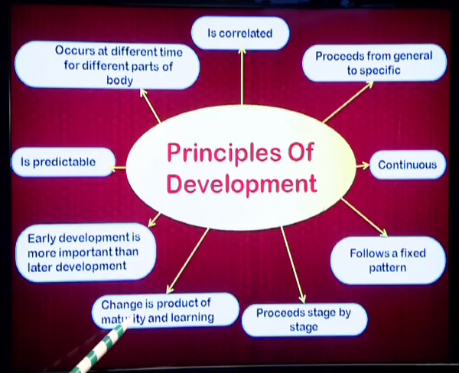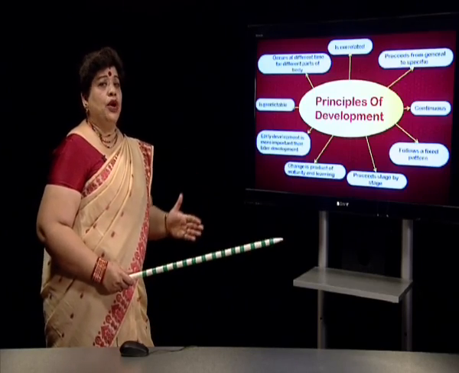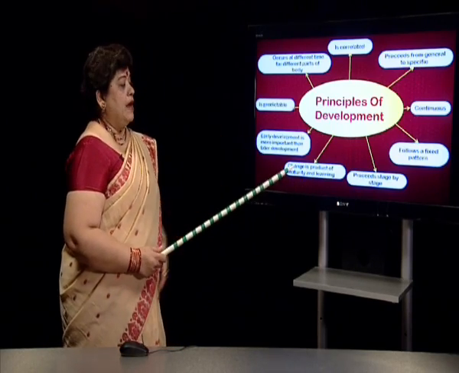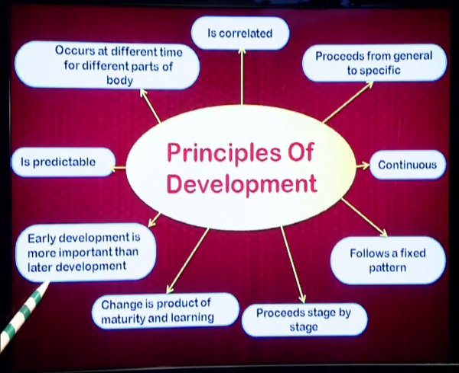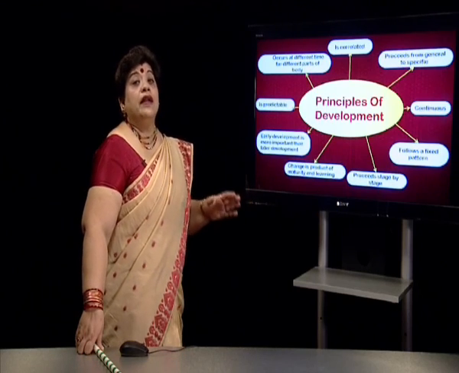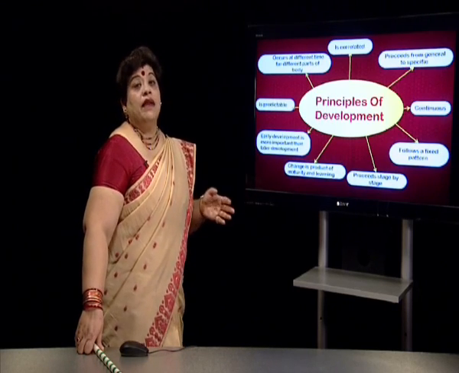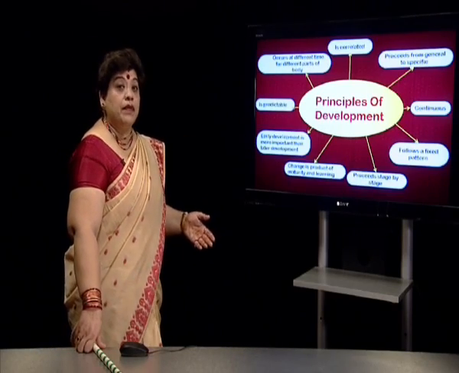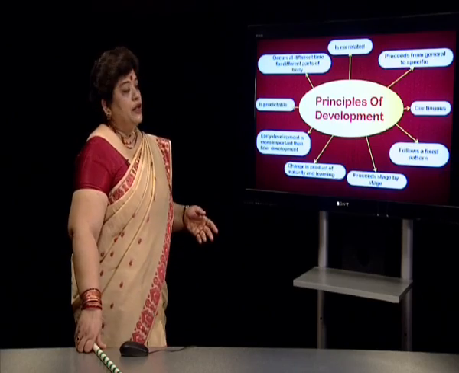Development is the change that is a product of maturity and learning. We have discussed earlier that there has to be maturation and learning. Only when the child is ready and mature, bodily mature, and if a learning environment is provided, then the development will happen. Early development is more important than later development. We all know that maximum development takes place in the age group of 0 to 5 years. If the child has been given adequate environment and adequate learning opportunity, then maximum development can be achieved from 0 to 5 years. The next phase when development again happens at a very rapid rate is during adolescence.